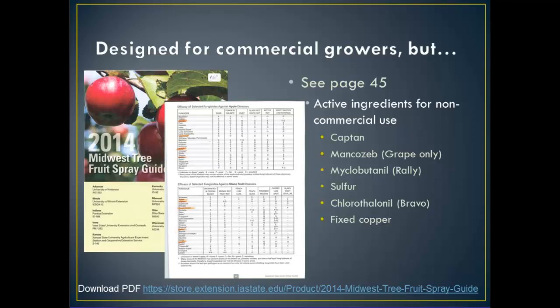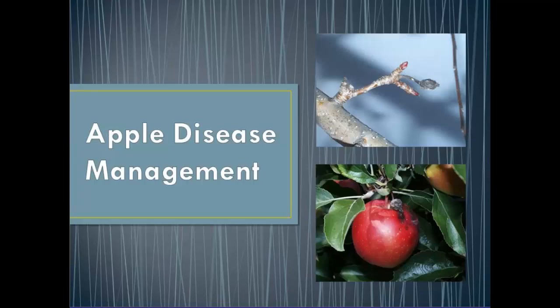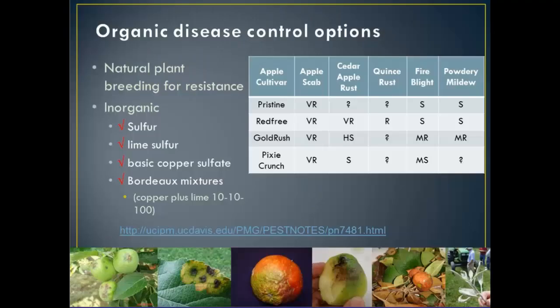Let's look at some of the specific diseases. Let's start with the apple diseases first. If you're looking to reduce the amount of pesticides, whether they're organically approved or conventionally derived, one of the things you can do is grow some apple cultivars that have some degree of resistance. I've listed some here that I consider to be fairly good quality, regardless of whether you're organic or not. I've listed Pristine, Redfree, Gold Rush, and Pixie Crunch.